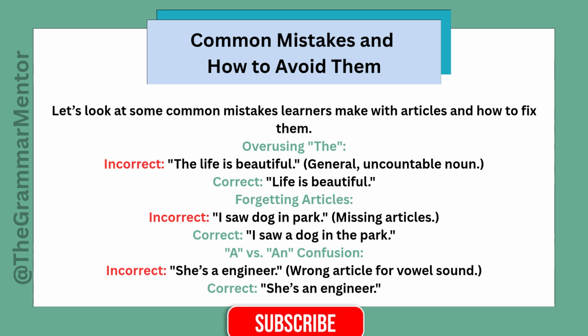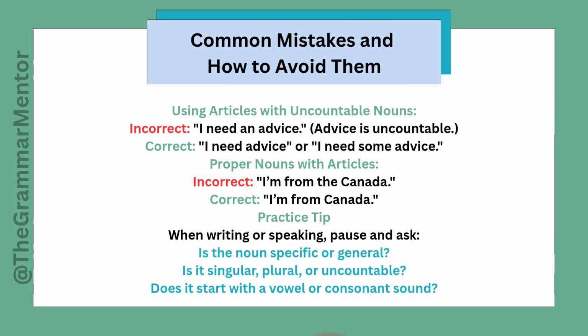Correct. She's an engineer. Using articles with uncountable nouns. Incorrect. I need an advice. Advice is uncountable. Correct. I need advice, or I need some advice. Proper nouns with articles. Incorrect. I'm from the Canada. Correct. I'm from Canada.